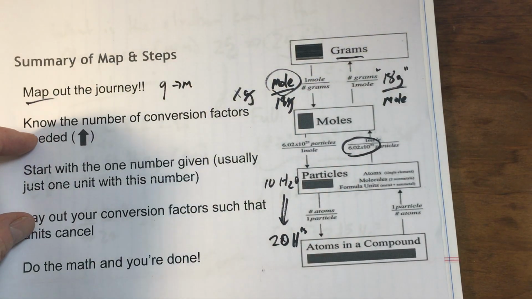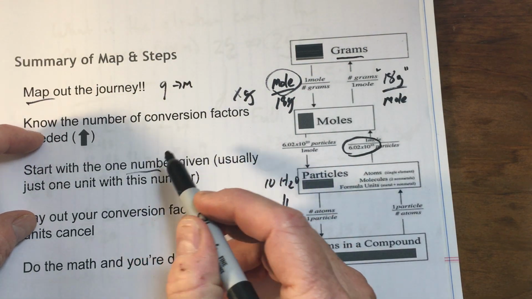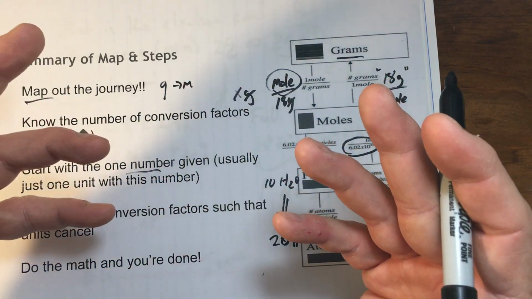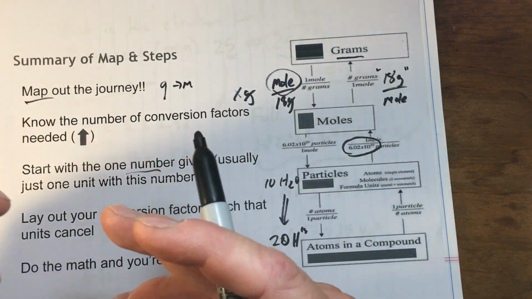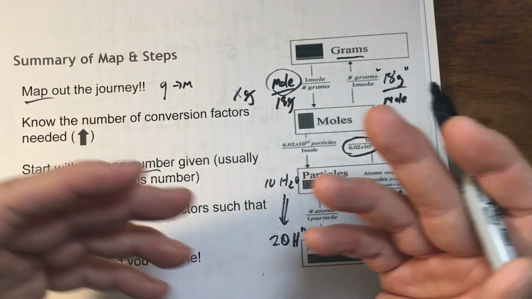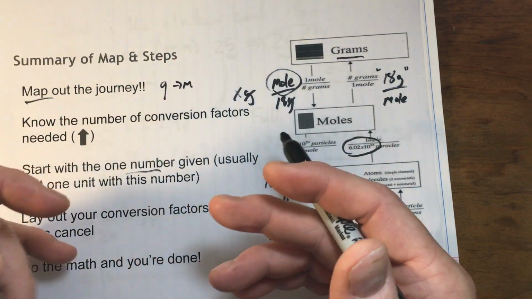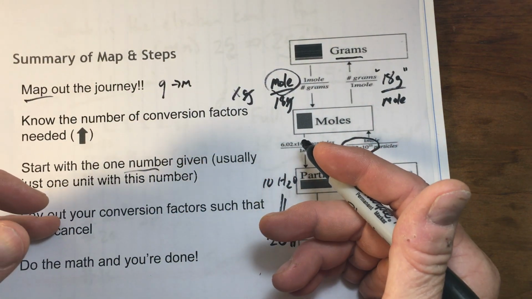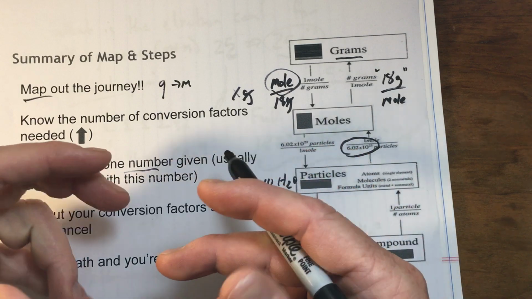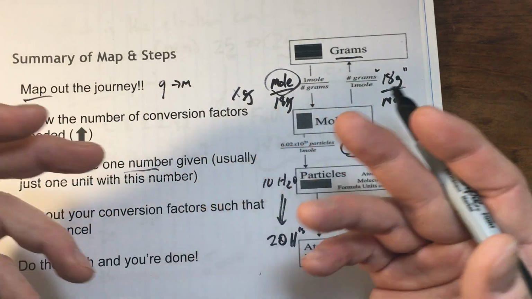And then just start with the one number usually given that's what we call an extent. How much? How many grams do you have? How many moles do they start you with? And then convert that. And then just lay the conversion factors out such that you change that one number or measurement to what you want.